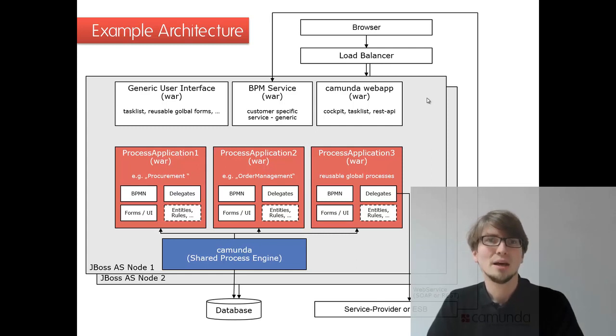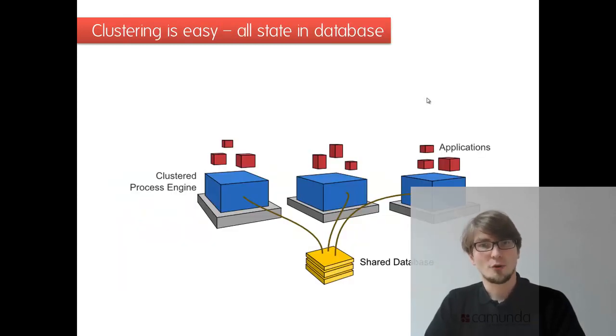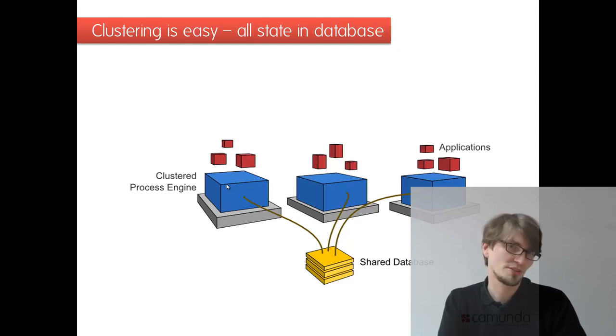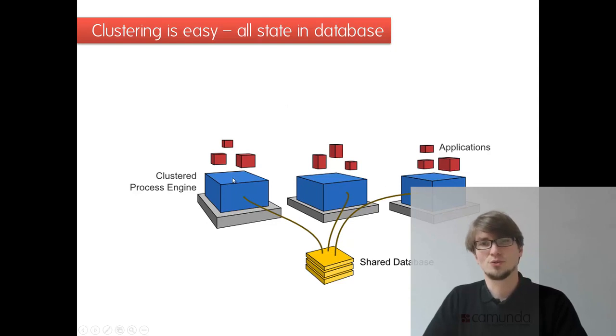Yeah, and I already talked about clustering, so that's easily possible. Basically it's done via the database. We don't cache any runtime data, we only cache static data. So the process definition gets cached, but not the process instance, for example. So with the load balancer, it doesn't matter which of the nodes you are routed to. That works pretty easily.